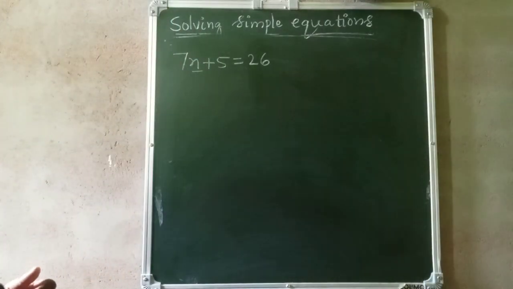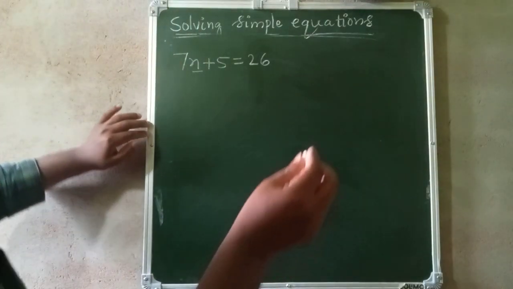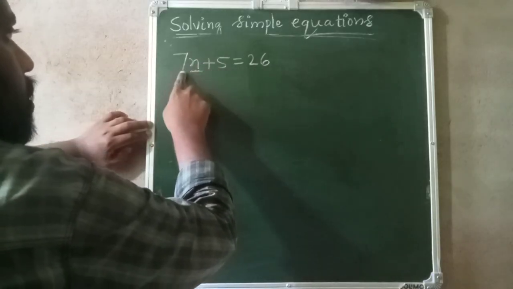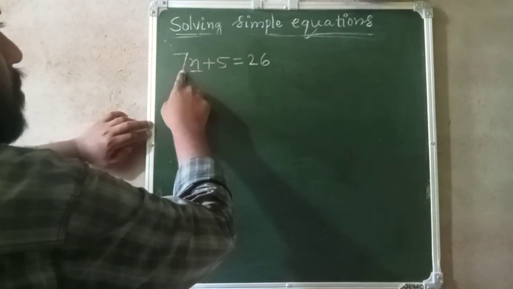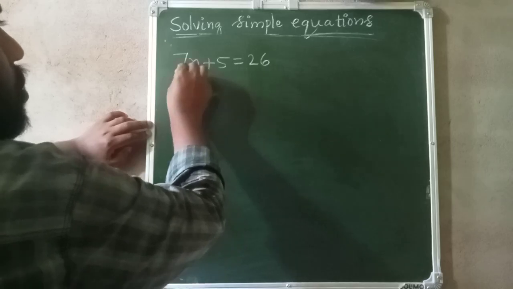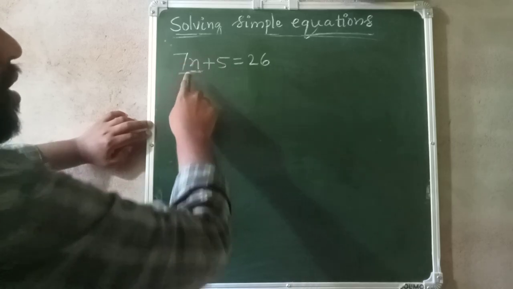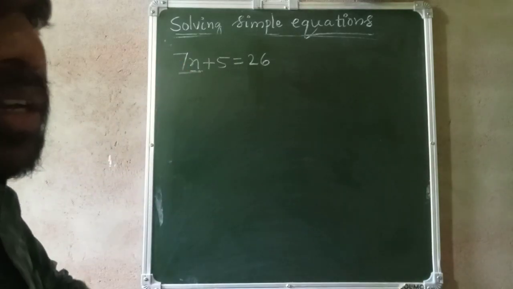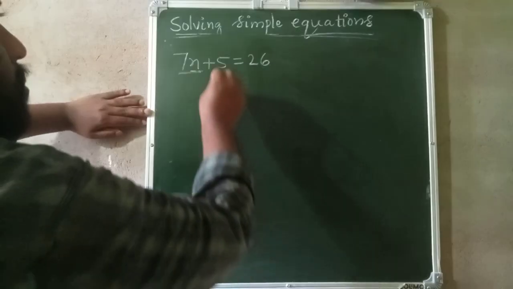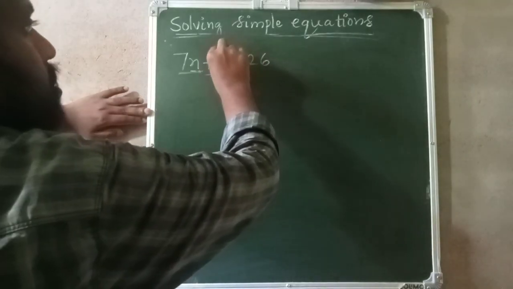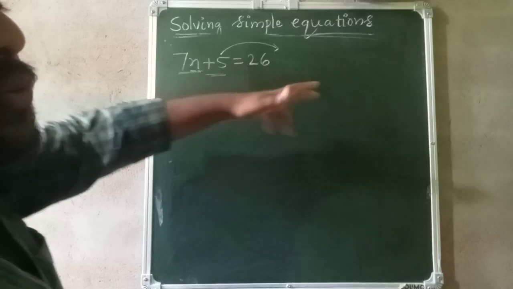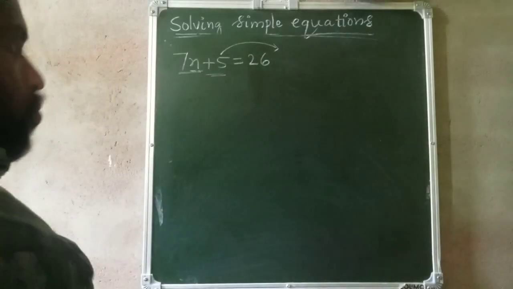Okay, so what you have to do? Along with n, here we have 7. So n along with 7, you have to keep this entire thing on one side. Whatever remains, you have to move to the other side. The remaining is plus 5. We have to move this plus 5 to the other side. The other side means after the equal sign.